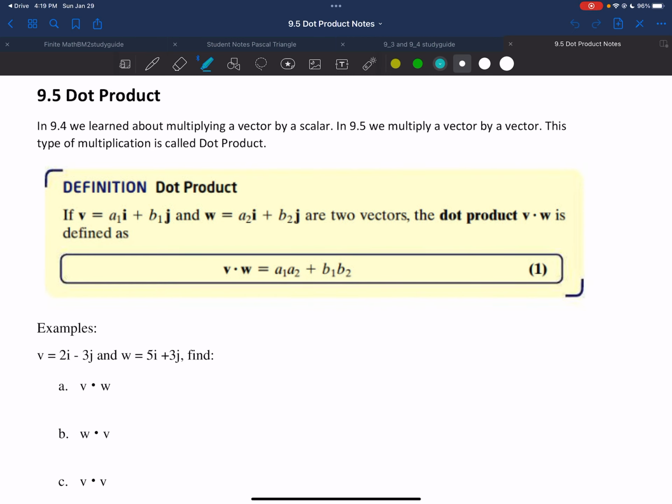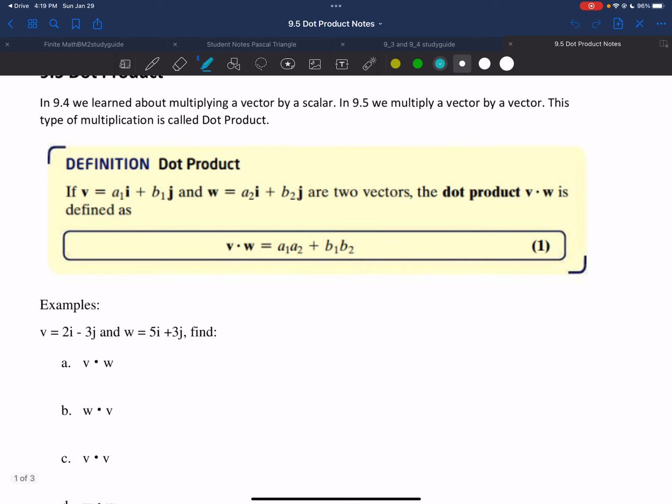Okay, so before we multiplied a vector times a scalar, and now we're going to multiply a vector and a vector. There are two different ways to do this. One is to multiply the two vectors and get a scalar quantity, which is going to be the dot product, and then to multiply the two vectors and get a vector product, and that's going to be the cross product. So it's a little bit different for each.